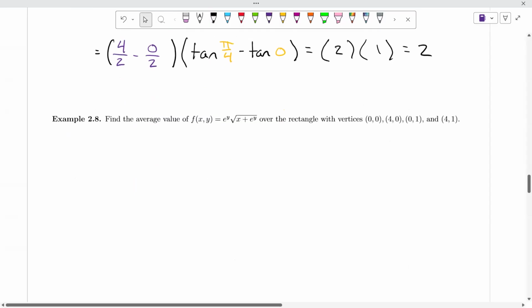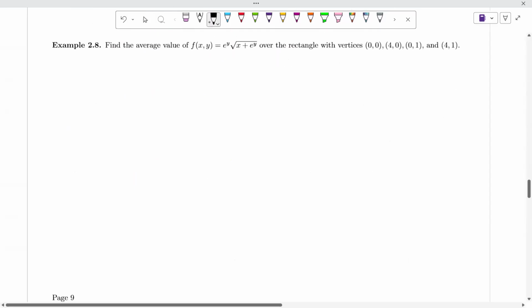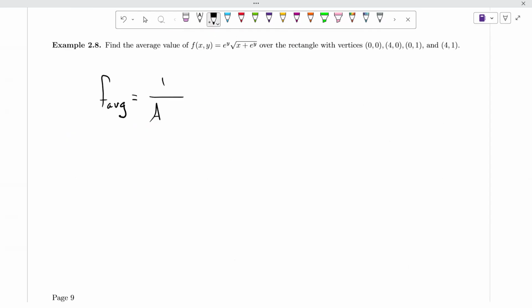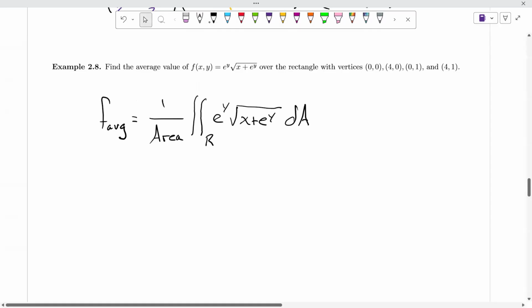Right. And then for the last one on our set, an average value of e to the y times the square root of x plus e to the y should be 1 over the area times the double integral over the region. And our integrand is e to the y times the square root of x plus e to the y dA. We're integrating over some rectangular region given by the 4 vertices there. Those things make a rectangle.